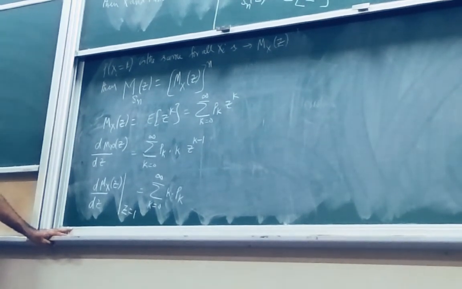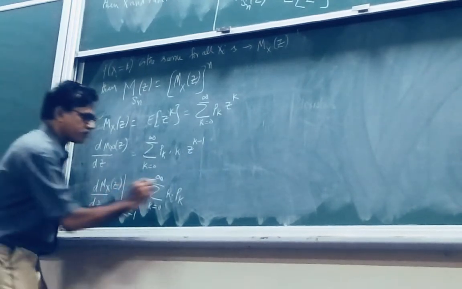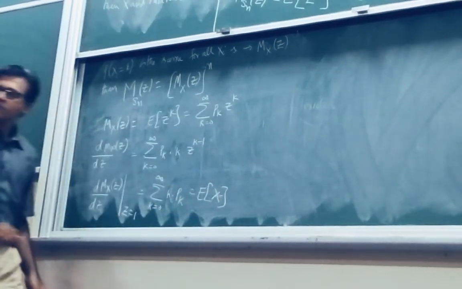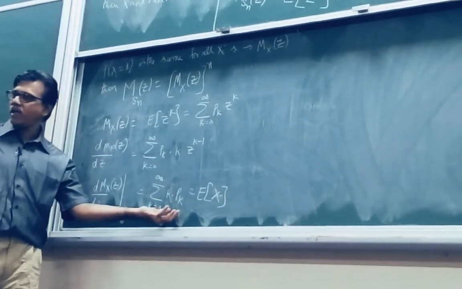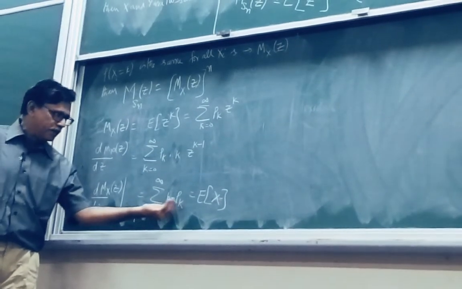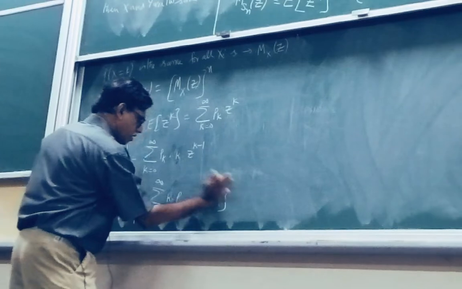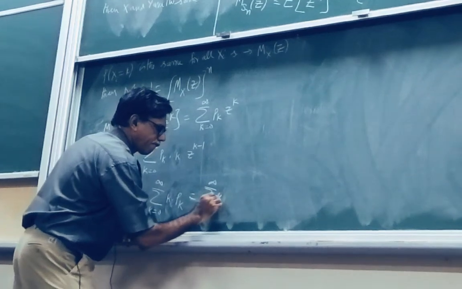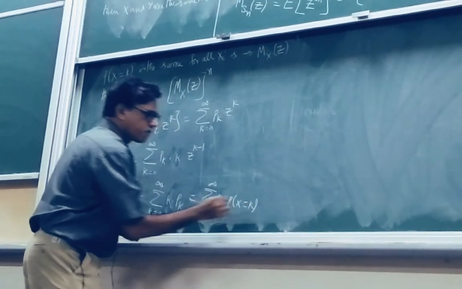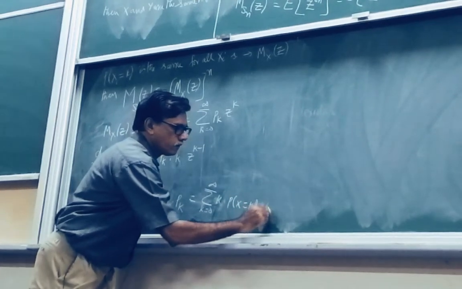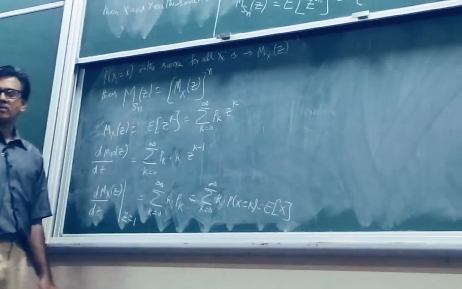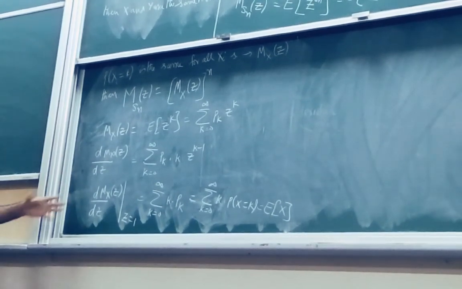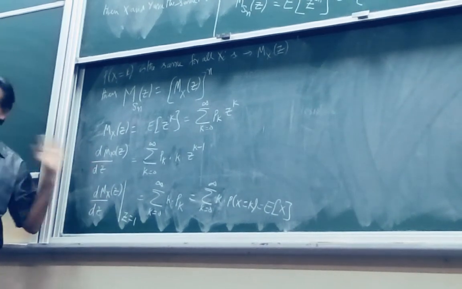It is the expectation of x, because it is just k times pk, k into the probability that x equals k. If you want, that's what it is. What is pk? And that is the expectation of x. So if you want the expectation from the PGF, again it is simple: you differentiate it once and set z equal to 1.